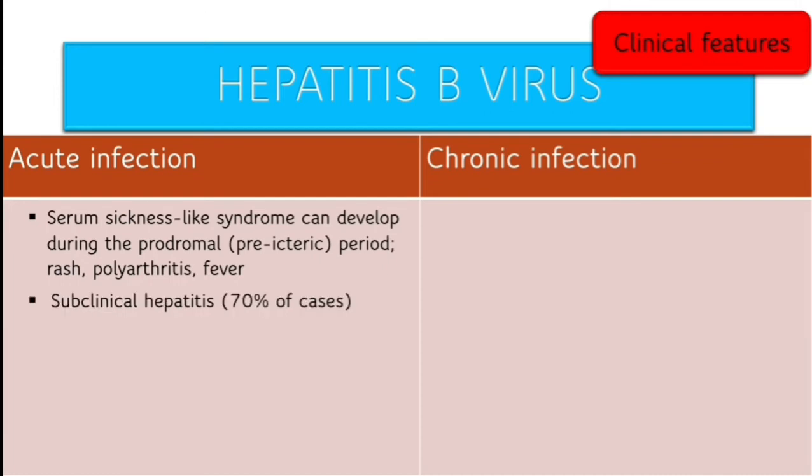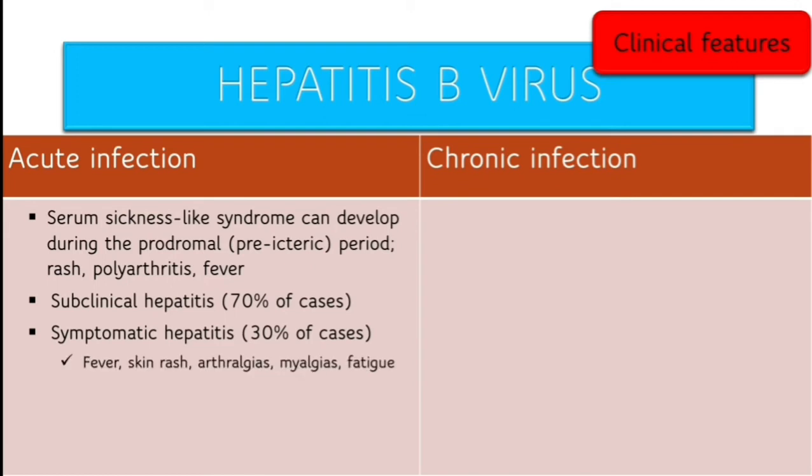About 70% of the cases are subclinical, so it's subclinical hepatitis. And in about 30% of the cases, patients present with symptoms, right? In this symptomatic hepatitis, the symptoms include fever, skin rash, arthralgia, myalgia, fatigue, and also other symptoms include nausea, jaundice, and right upper quadrant pain. These symptoms can also be found in other viral hepatitis infections, so they are non-specific, right?